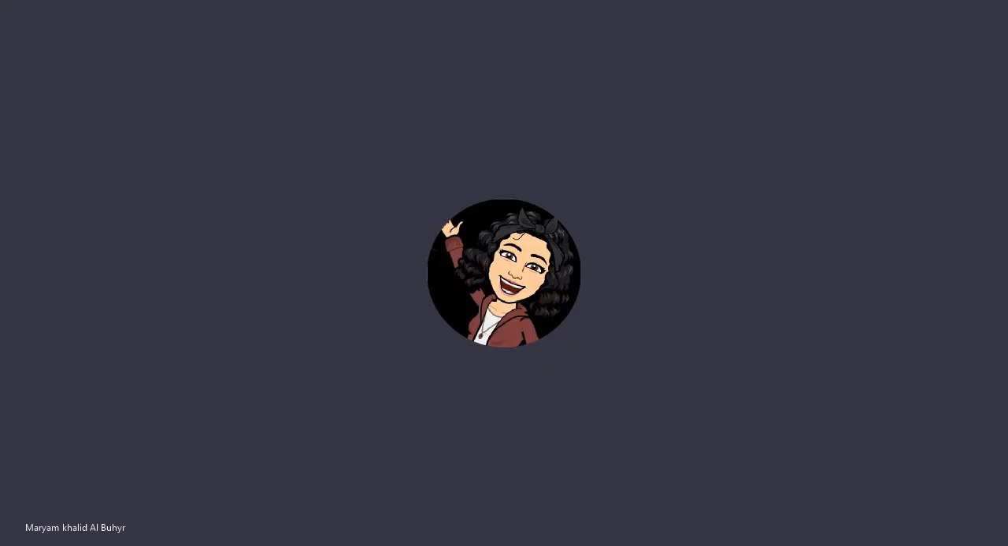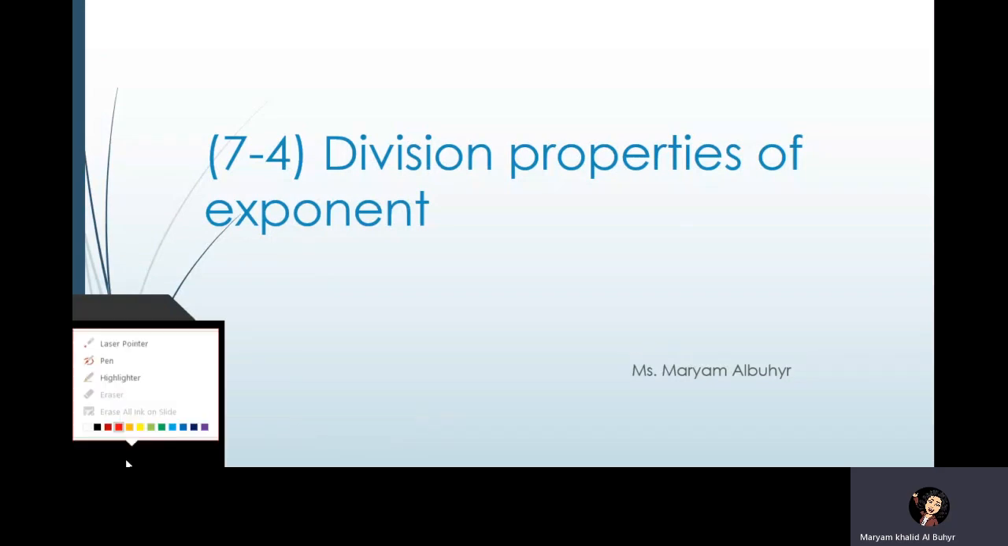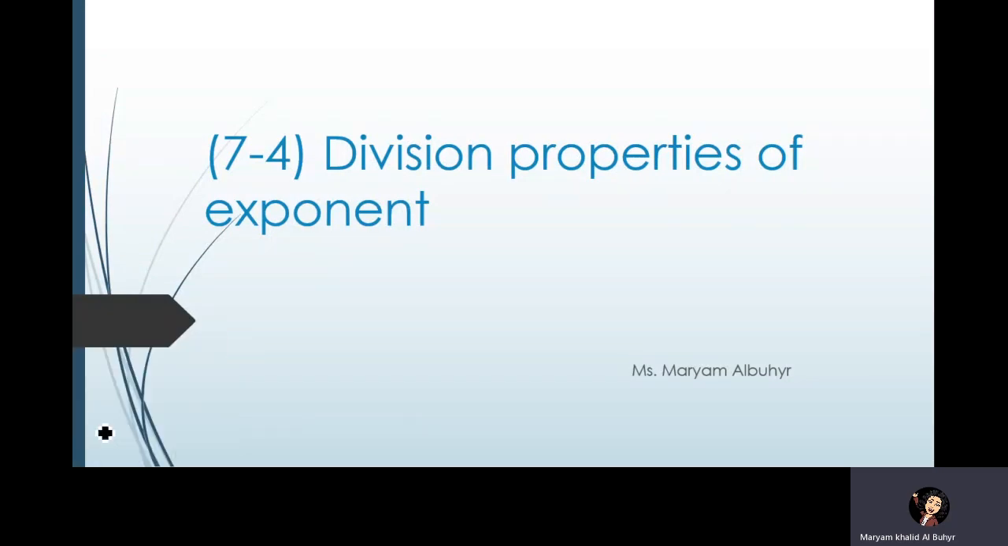Let me review with you the previous lesson before I start my new lesson. Before, we discussed properties of exponents, which is exactly how we deal with multiplication. We said if we have the same base, we are going to add the powers. For example, if we have a to the power m times a to the power n, they are the same base, so you add their powers, which is a to the power m plus n.